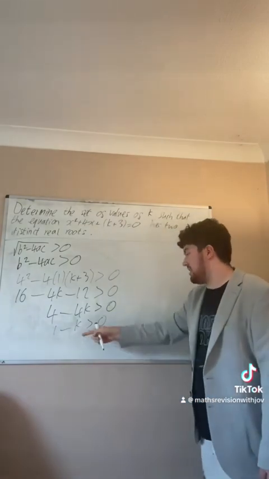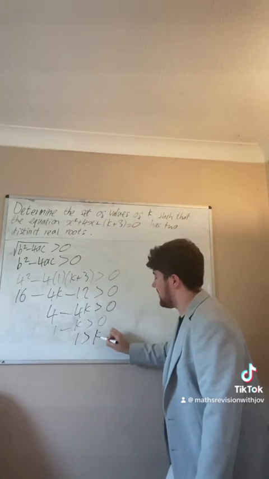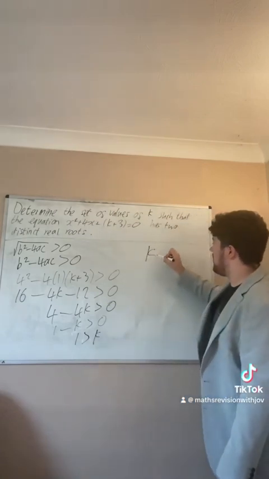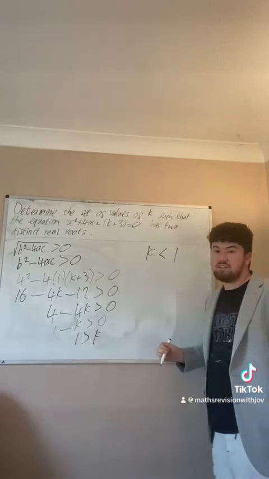Now we can just add k to both sides. So we get that 1 is greater than k, or k is less than 1. And that is our final answer, and I hope that helps.